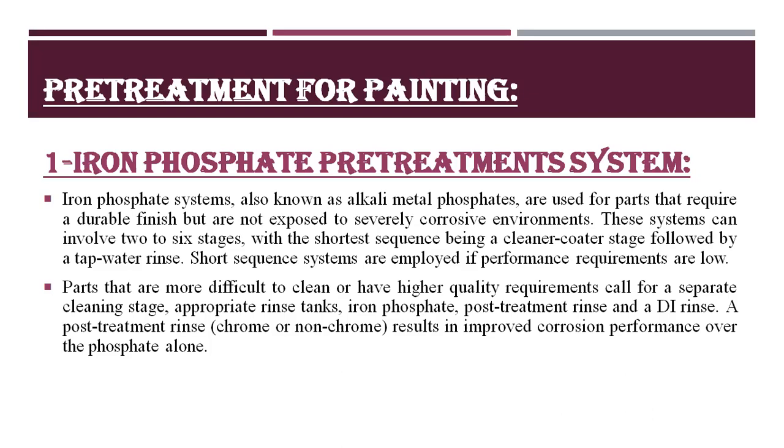These systems can involve 2 to 6 stages, with the shortest sequence being a cleaner coater stage followed by a tap water rinse. Short sequence systems are employed if performance requirements are low. Parts that are more difficult to clean or have higher quality requirements call for a separate cleaning stage, appropriate rinse tanks, iron phosphate, post-treatment rinse, and DI rinse. A post-treatment rinse, chrome or non-chrome, results in improved corrosion performance over the phosphate alone.